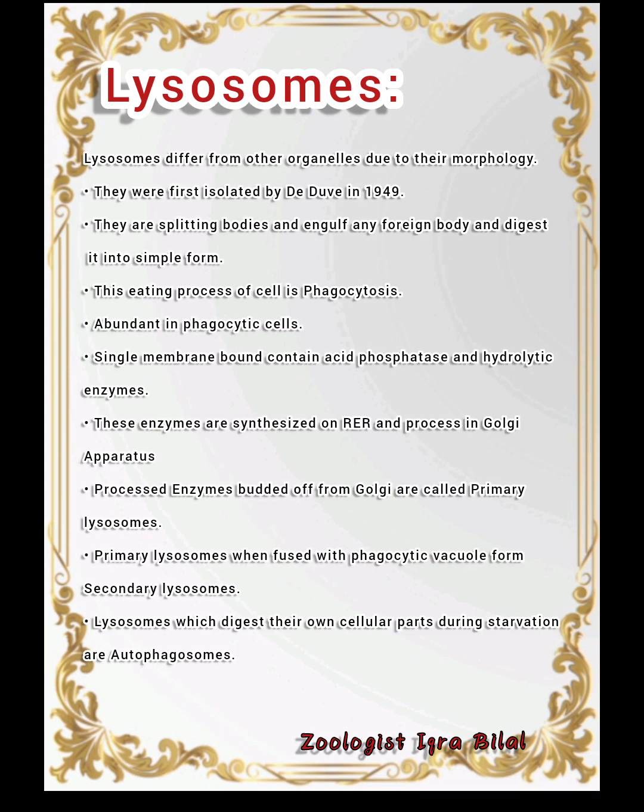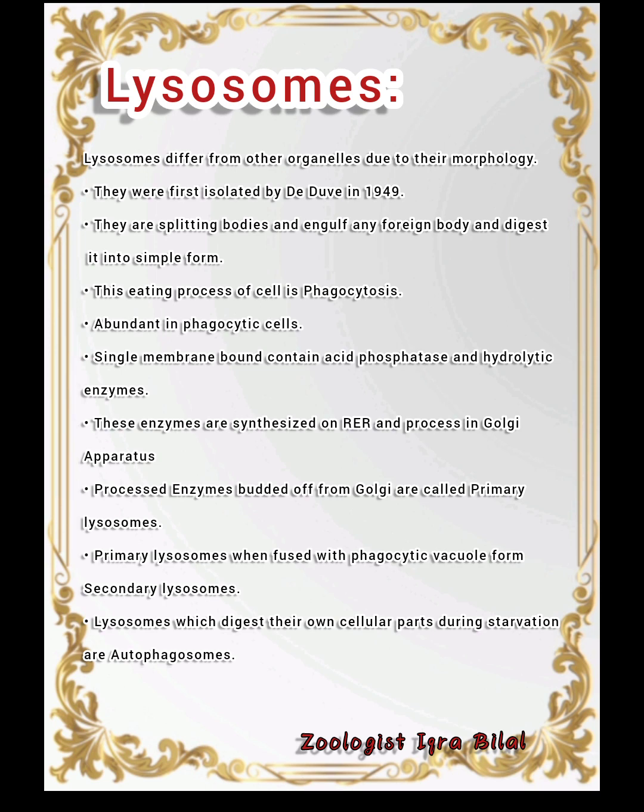Lysosomes differ from other organelles due to their morphology, meaning shape and structure. They were first isolated by De Duve in 1949. They are splitting bodies and engulf any foreign body and digest it into simple form. This eating process of the cell is phagocytosis. Lysosomes are very abundant in phagocytic cells.